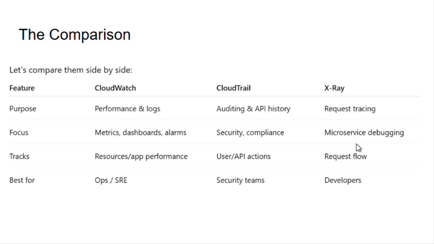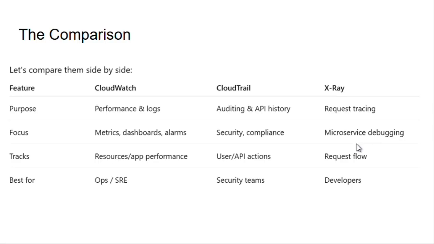CloudWatch focuses on performance monitoring. It collects metrics, logs, and events so you can understand how your application and AWS resources are behaving. If you're trying to answer questions like, is my system healthy? Or, why is this instance running slow? CloudWatch is the tool you use. CloudTrail, on the other hand, is all about security, auditing, and compliance. It records every API call and every action taken in your AWS account. If you ever wonder who changed this configuration or who deleted that resource, CloudTrail gives you the answer.